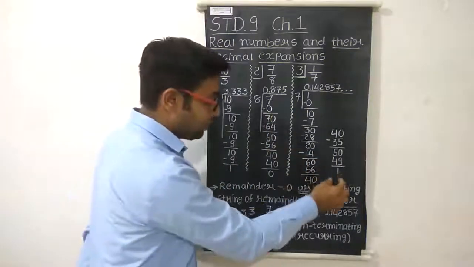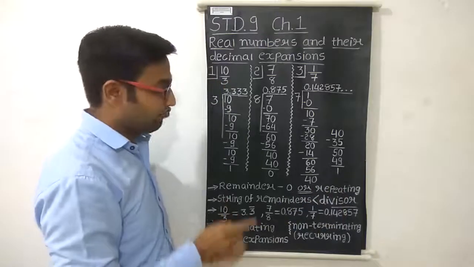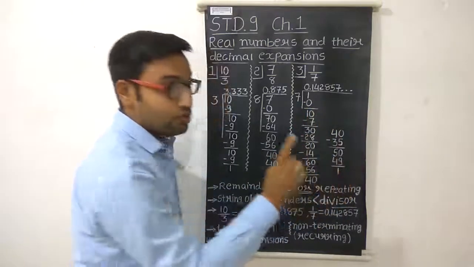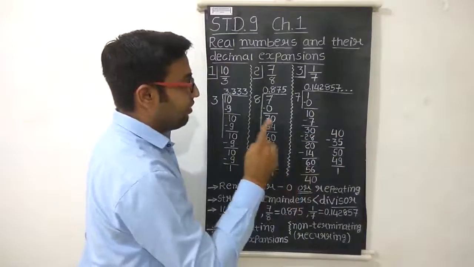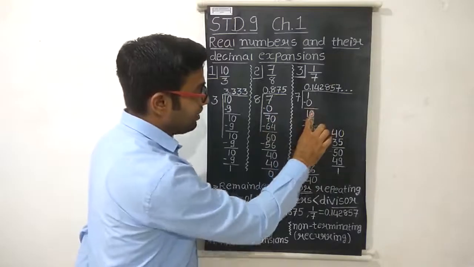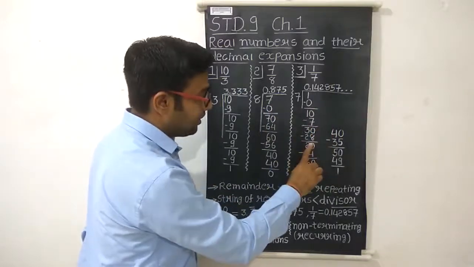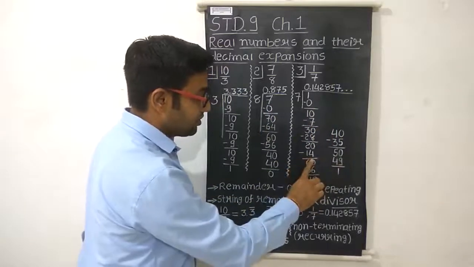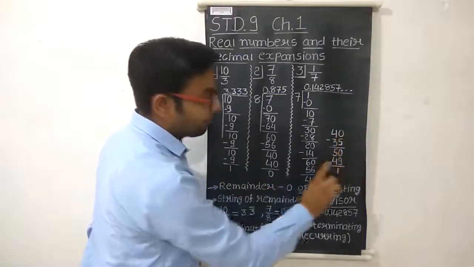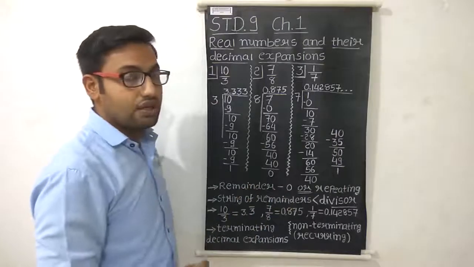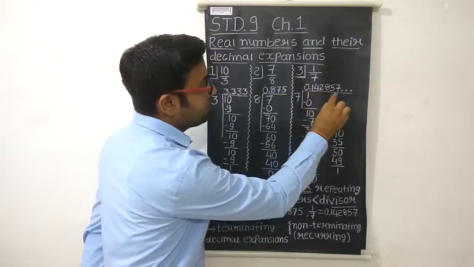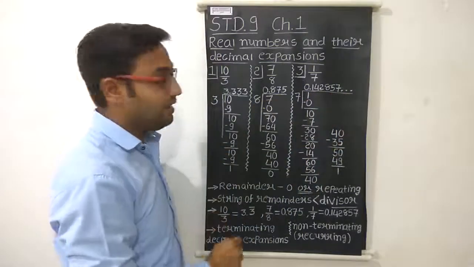If we continue this dividing process, what will happen? See, here the remainder is 1 and here the remainder is also 1. If we divide further, we again get the remainder 3, then 2, then 6, then 4, then 5 and again 1. So in the quotient, this pattern will repeat itself.